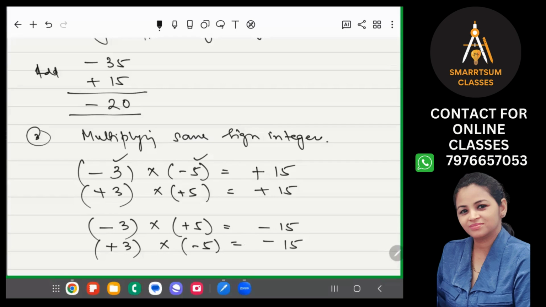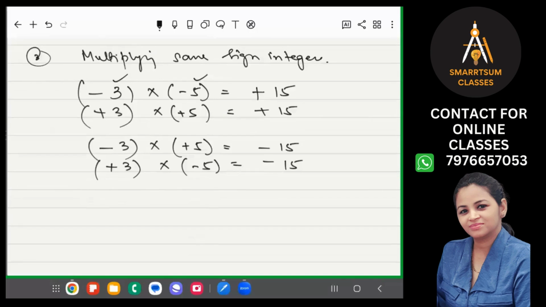So what does it mean? Whenever you are multiplying two same sign integers, your result will be positive. And when you are multiplying two different sign integers, your result will always be negative. Is that clear to everyone? But there is a twist. If you are multiplying more than two integers, in that case, you will count the number of negative signs.